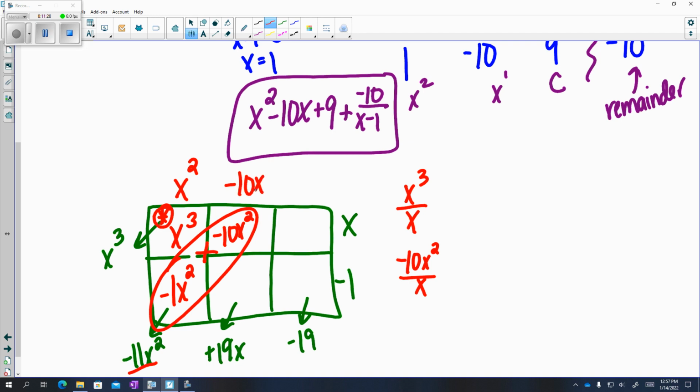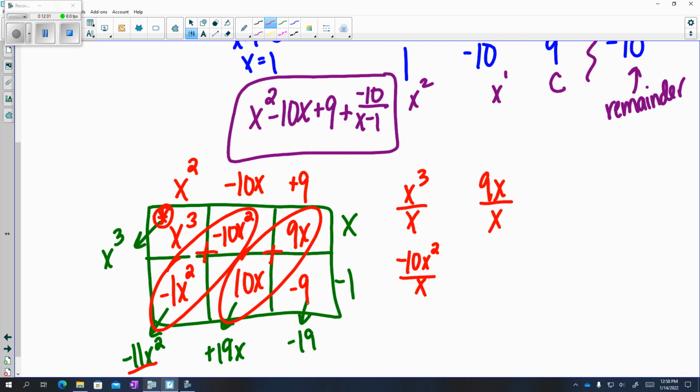Once you get a top piece, you multiply. Negative 10x times x is negative 10x squared. Negative 10x times negative 1 is a positive 10x. Diagonal adds, so this is a 9x up here. Divide: 9x divided by x up top gives me a 9. Multiply once you get the top piece. 9 times x is 9x. 9 times negative 1, negative 9.